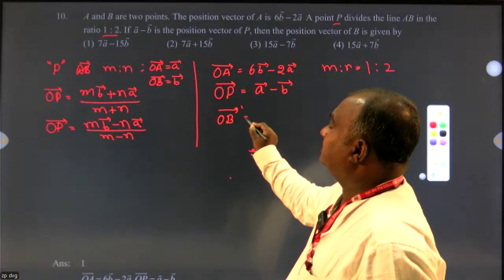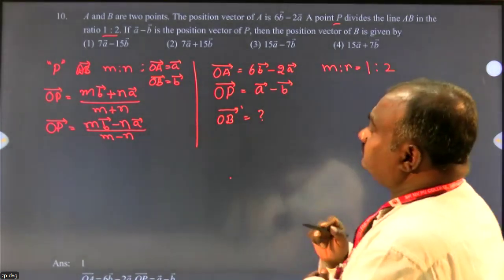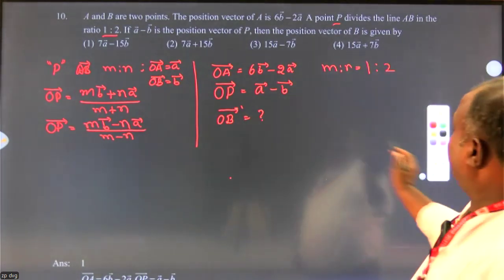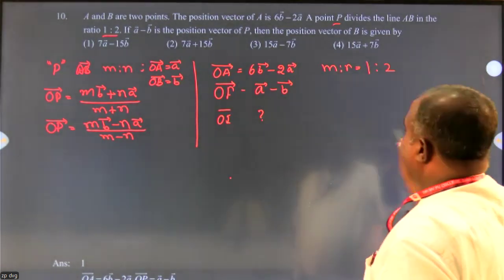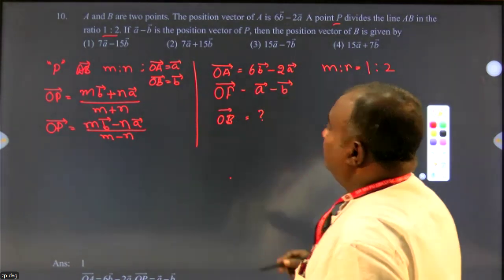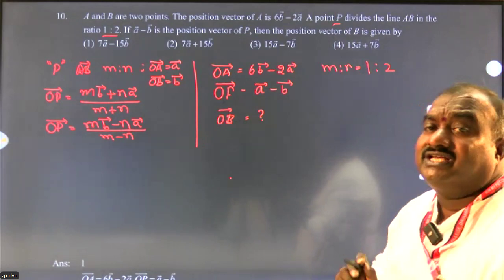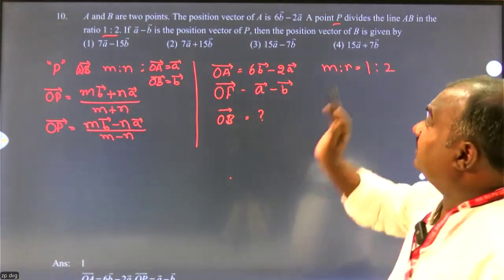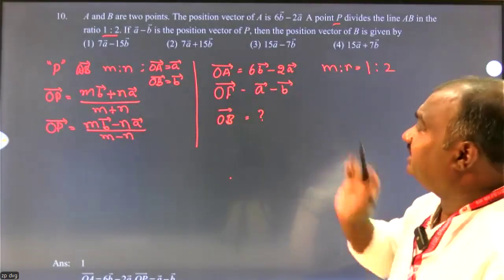Read carefully. So many people, without reading the question, will directly take A bar minus B bar as OB bar, and they try to solve the problem. Be careful. Now, what is the formula we have? Nothing is given means internal ratio. For external ratio, it is compulsory to mention that it divides externally. Nothing is mentioned means internal ratio.